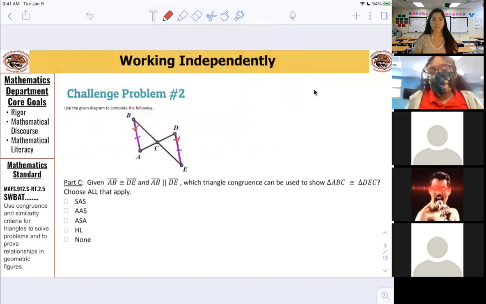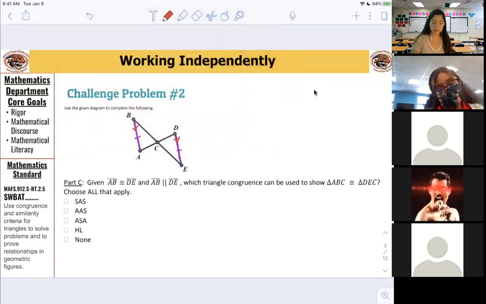Okay, congruent and parallel. But since we know that, what else can we possibly fill in? SAS. Wait, no. Before I go and check off the correct answers, let's think about what else I can fill into my diagram using my given information. Is C the midpoint? Does it say that? Oh wait, no, my bad.